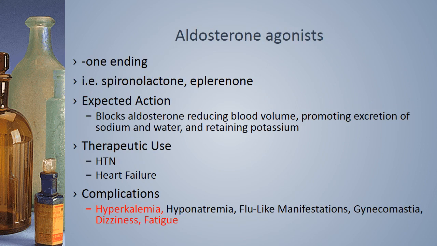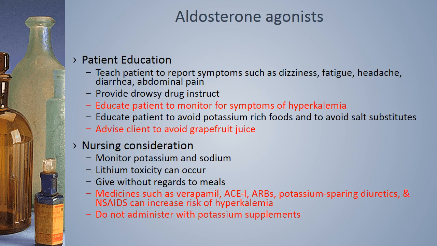Your aldosterone antagonists are mostly going to end in -one, so spironolactone, eplerenone. They block the aldosterone, which reduces volume, promoting excretion of sodium and water, and it retains potassium, so they're going to spare potassium. Therapeutic use: high blood pressure, heart failure. Your big complication, of course, is going to be hyperkalemia. You can also get dizziness and fatigue with them, some low sodium, flu-like manifestations, and gynecomastia, which is bigger breasts on men, basically.